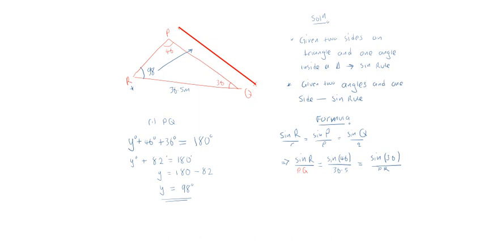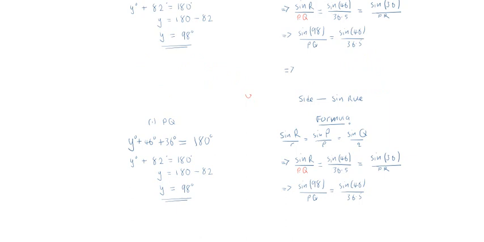So now I'm going to say sine R has been found now. This R angle now has been found. So I'll put my 98 there over PQ is equal to sine 46 over 36.5. Okay, now this is an equation. Let us try to solve this equation. So what is sine 98?